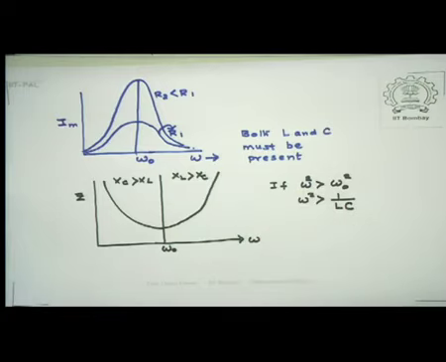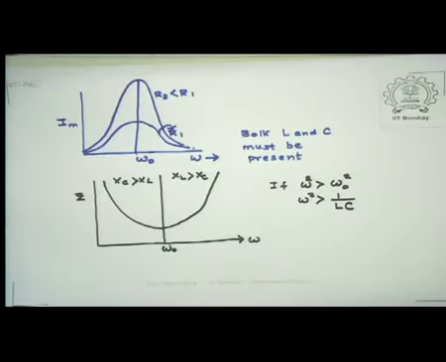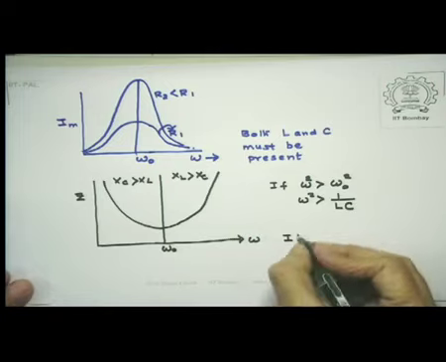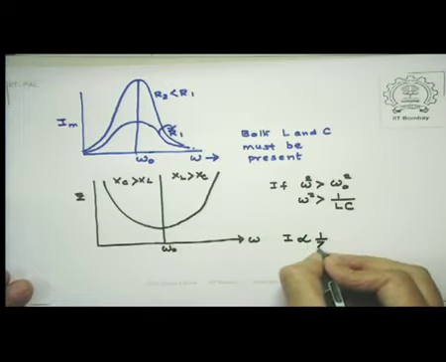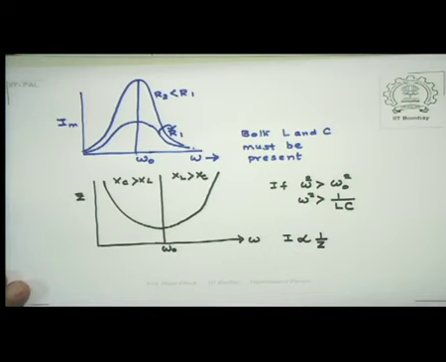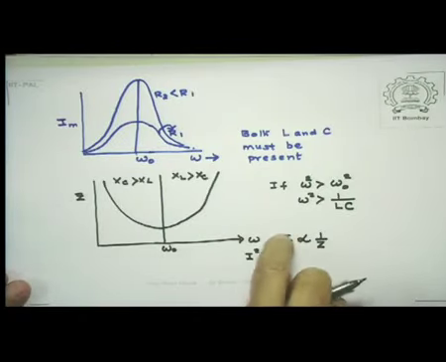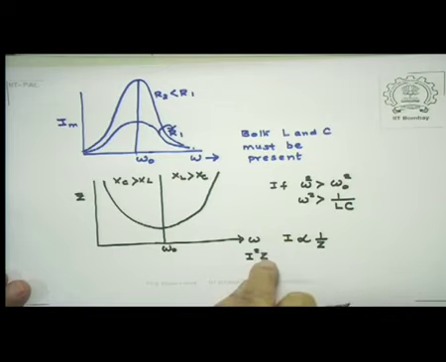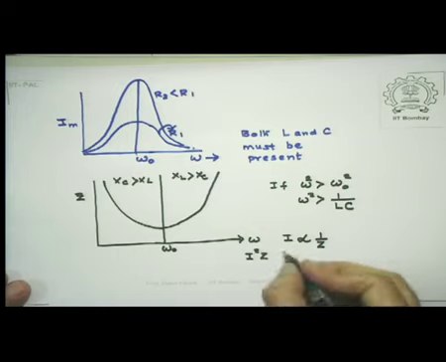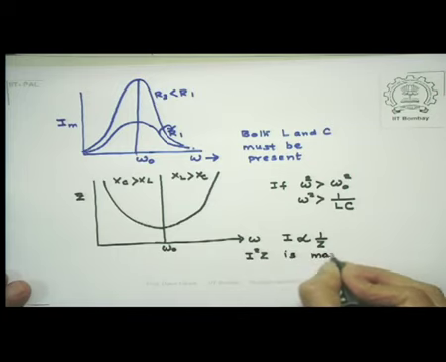Now what is the idea of this resonance? Since the impedance is minimum, and you remember the current is proportional to 1 over Z, because the maximum current is Vm by Z, the current is maximum. And the power, which goes as I square Z, the power absorbed by the circuit, is also maximum at omega equal to omega 0.